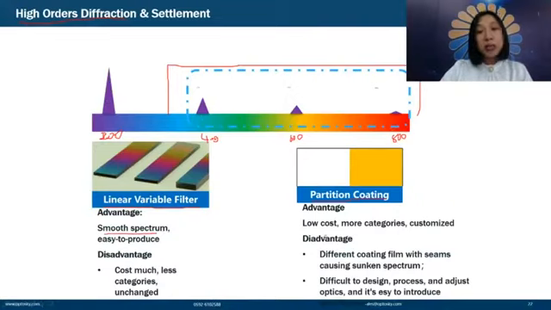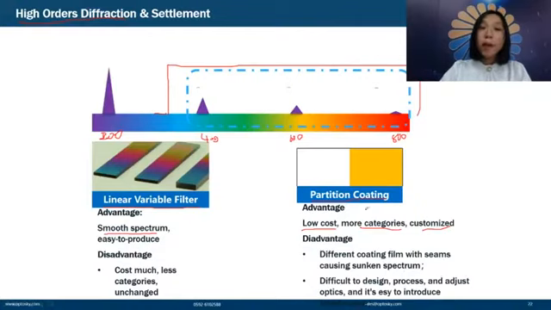The advantage of the partition coating is the cost is much lower, and we can customize, so we can have more categories for selection. But the disadvantage is in the front section, we need the UV light. However, in the later section, we need to block the UV light. So in the middle, we have a transit band. This transit band can cause the spectrum to sink. So the spectrum cannot look so nice.